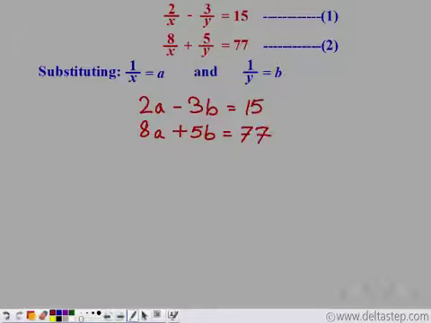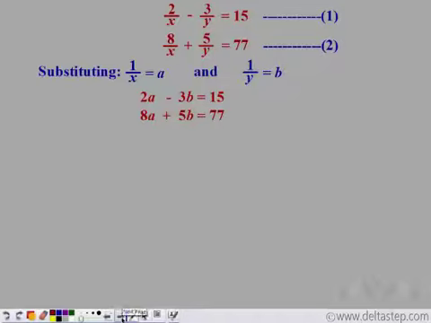So we have substituted 1 by x is equal to a and 1 by y is equal to b. A and b are variables because x and y are variables. So as x varies, a varies. As y varies, b varies. So we have 2a minus 3b is equal to 15. We have rewritten the first equation in this manner and the second equation in this manner.